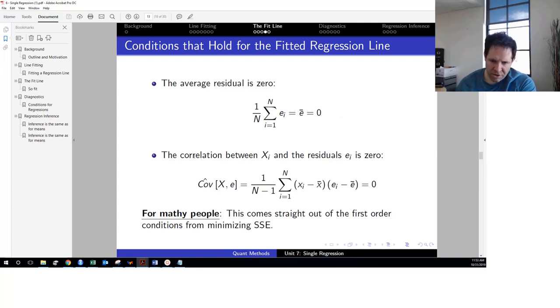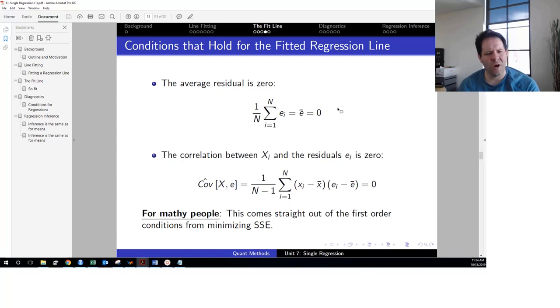The other is that the correlation between the x variable and the residuals is 0. If it wasn't 0, then we could tilt the regression line differently. So the way you can think about this is the average residual being 0 pins down the height of the regression line, where the intercept is, and the correlation helps pin down where the appropriate slope is. If one of these conditions is not set equal to 0, then you wouldn't have a line that fits as well as possible.